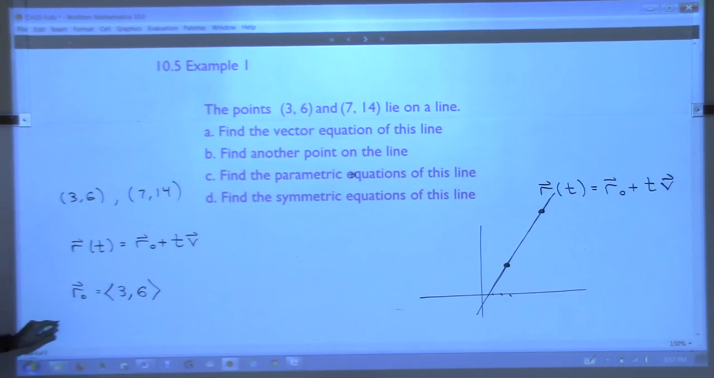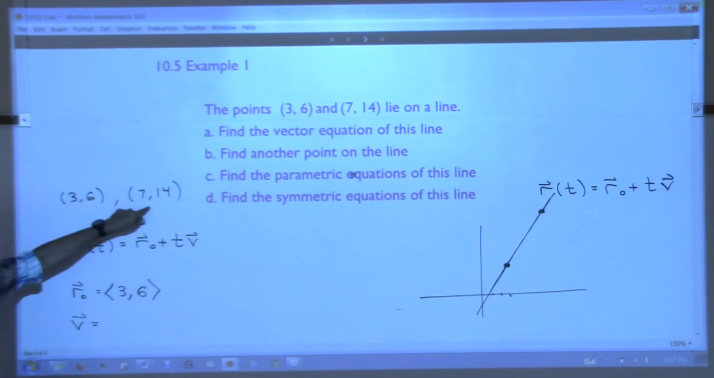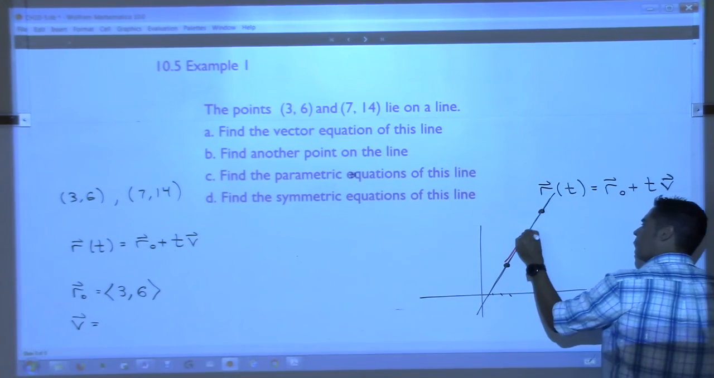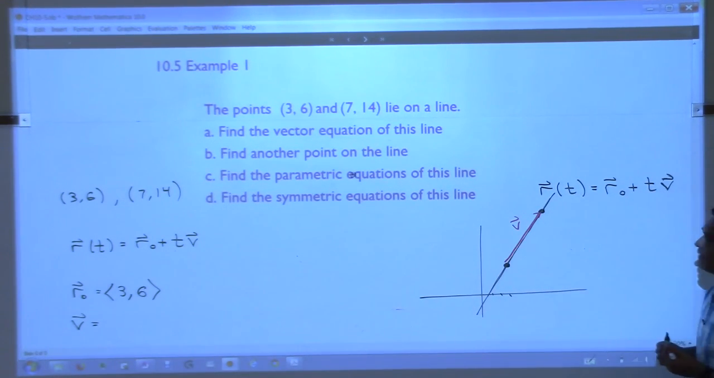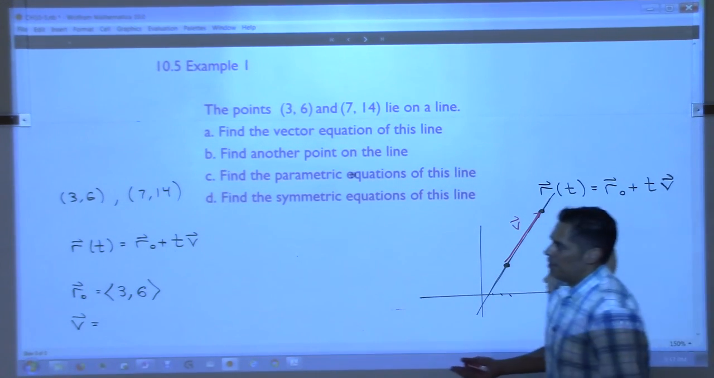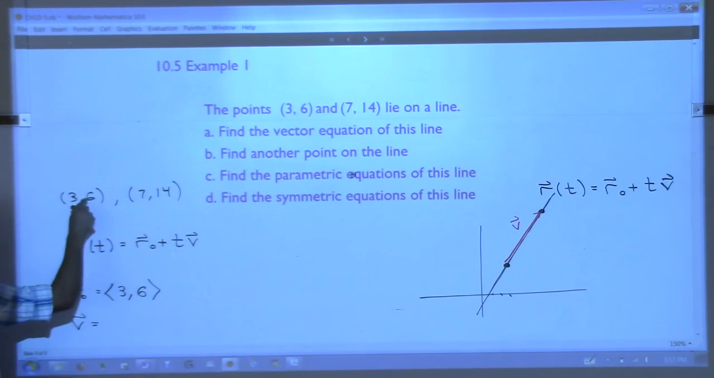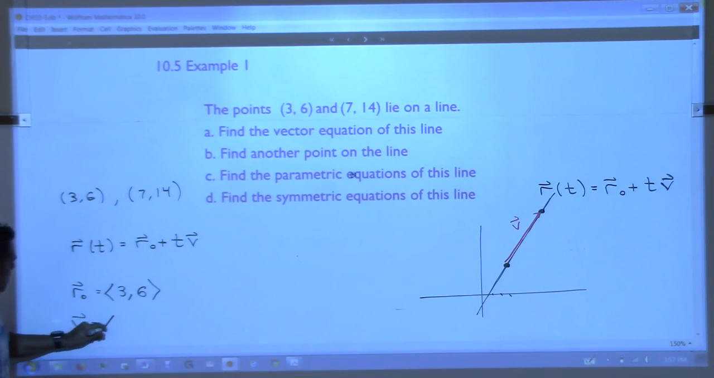Now what I need is my V. My V is my direction vector, which is the vector going from this point to this point, isn't it? It's the vector that connects those two. We need this V. So how can I get the vector connecting those 2 points? Just the same way we've been doing it, right? You're going from here to here, right? So what is the vector going from here to here? So 7 minus 3 is 4, and then 14 minus 6 is 8, right? So this is our direction vector.